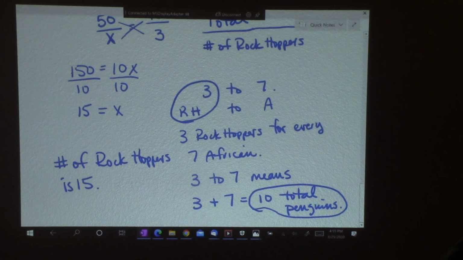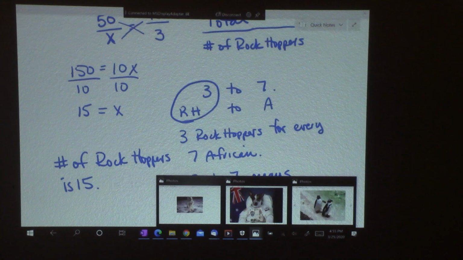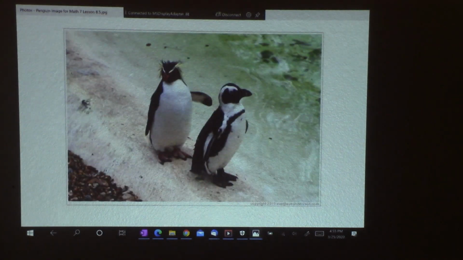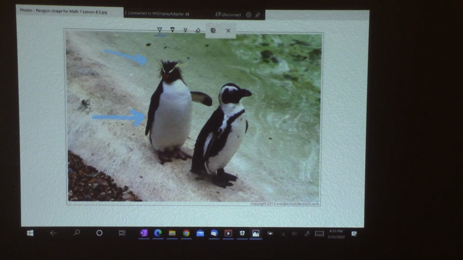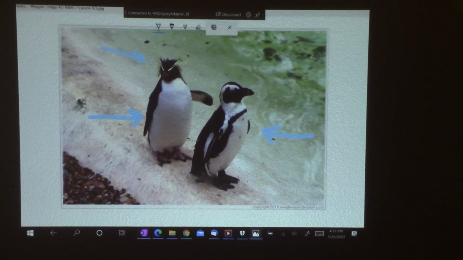Okay, well, just to spice it up, I looked up a picture, and these are our 2 types of penguins. This one is the rock hopper, the one with all the fancy feathers on his head. I think there was one like that, I know there was, in Happy Feet. Have you all seen Happy Feet? And then this is the African. And this is a picture of them living side by side in an aquarium. So it actually is really something that does happen. Okay, so let's go back here.